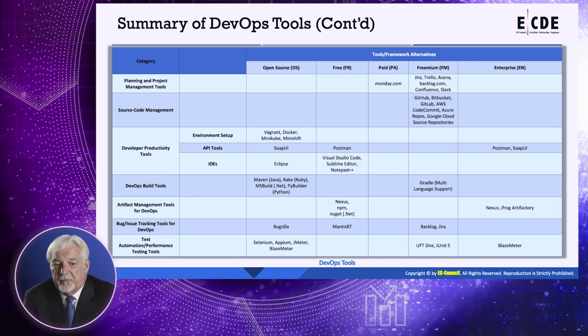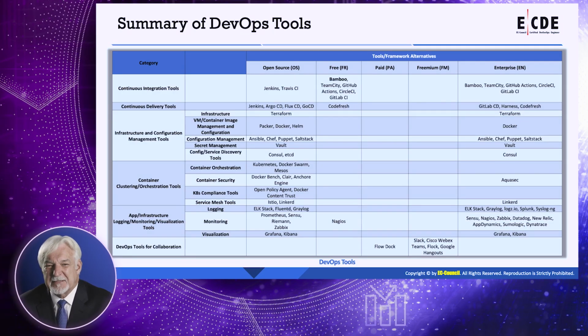For test automation, performance and testing tools, we look at things like Selenium, Appium, JMeter, and BlazeMeter for the open source. For the freemium, UFT, JUnit 5 and BlazeMeter. So basically, in the last few slides, we looked over some of the tools that are available to you for the different pieces of the DevOps suite, if you will. I know we didn't go into a lot of detail about them or how they'd integrate, and we will get to that. But it was just to provide a basic look.